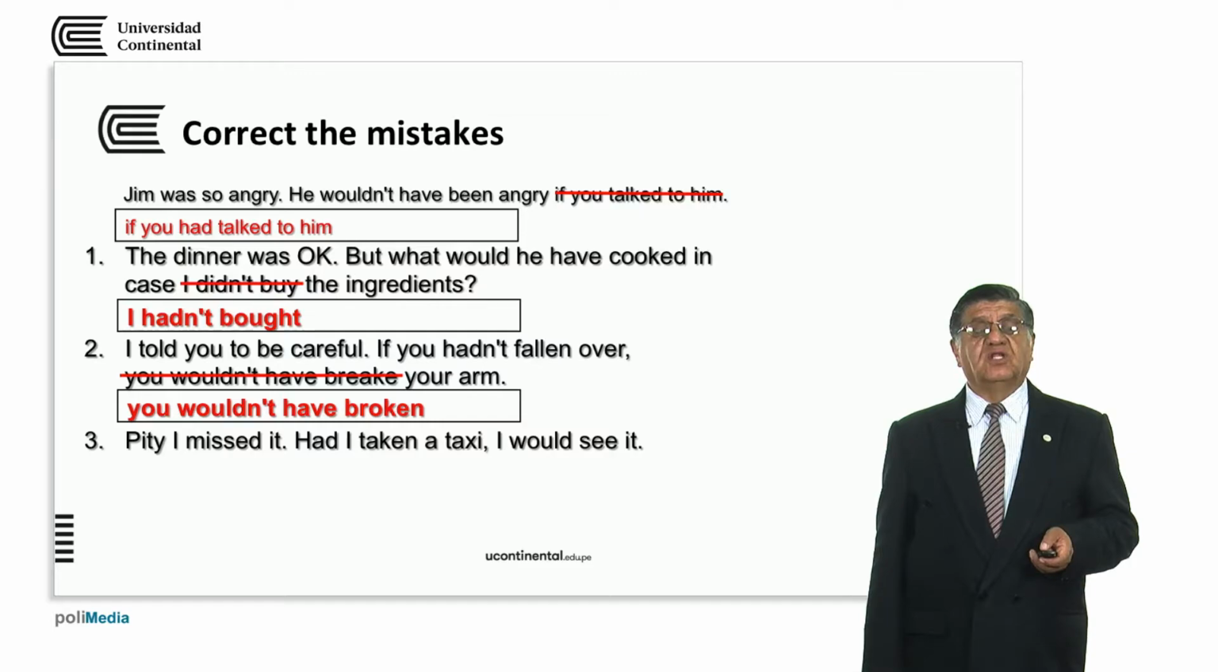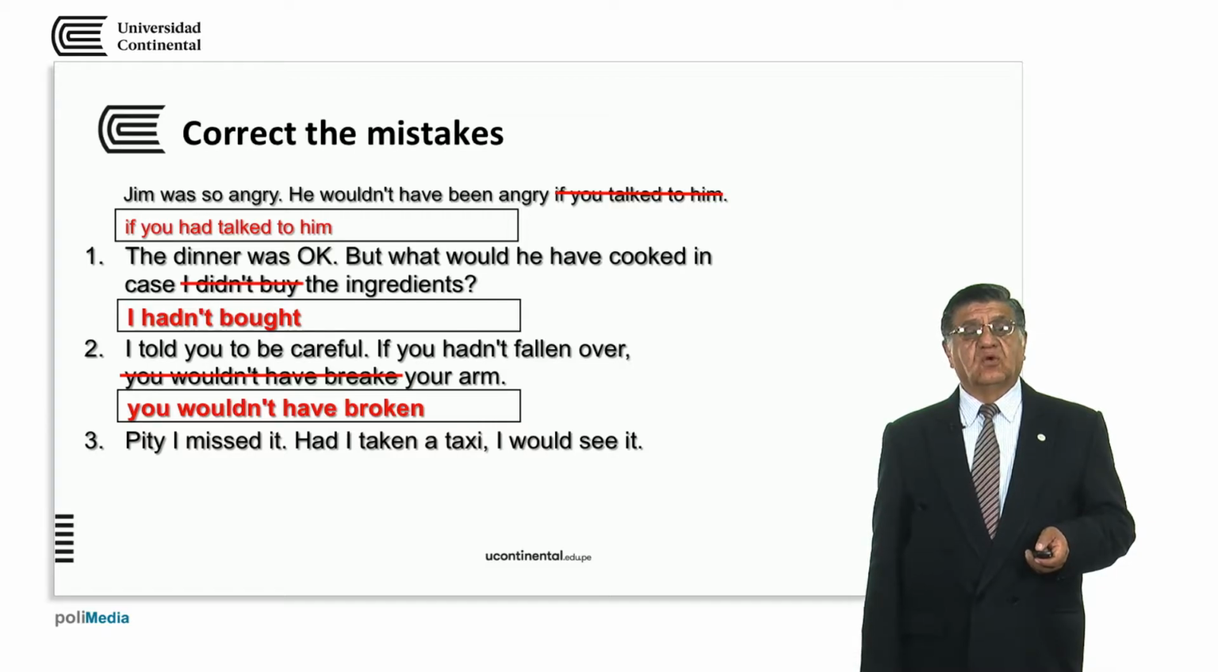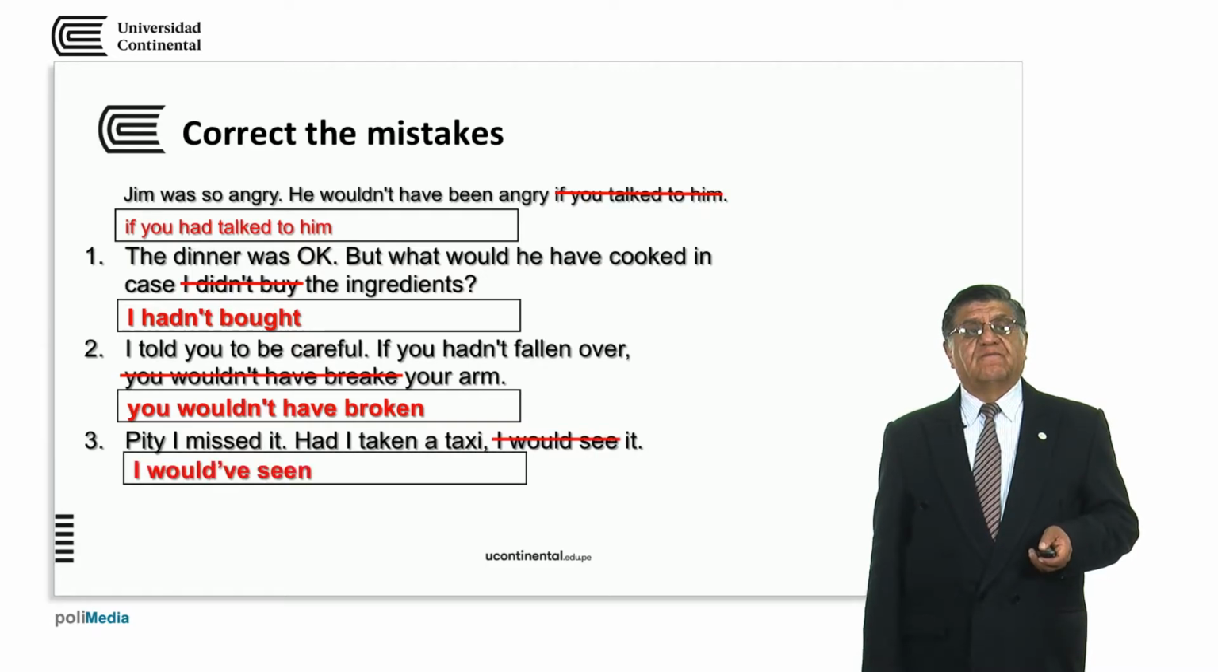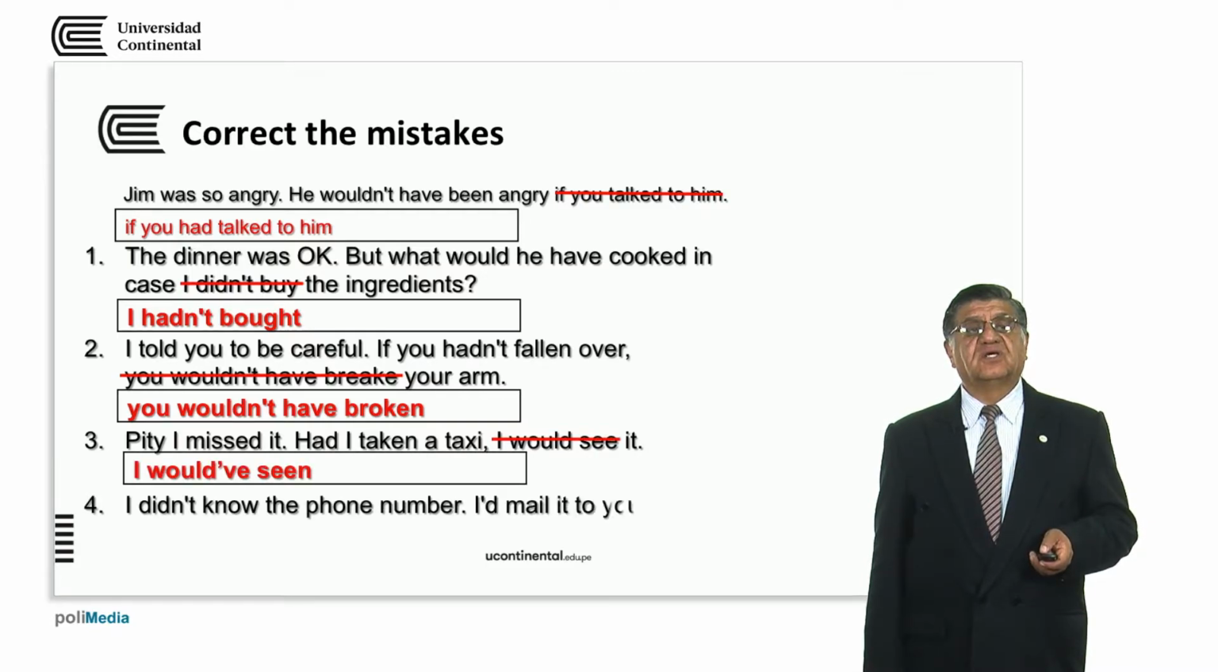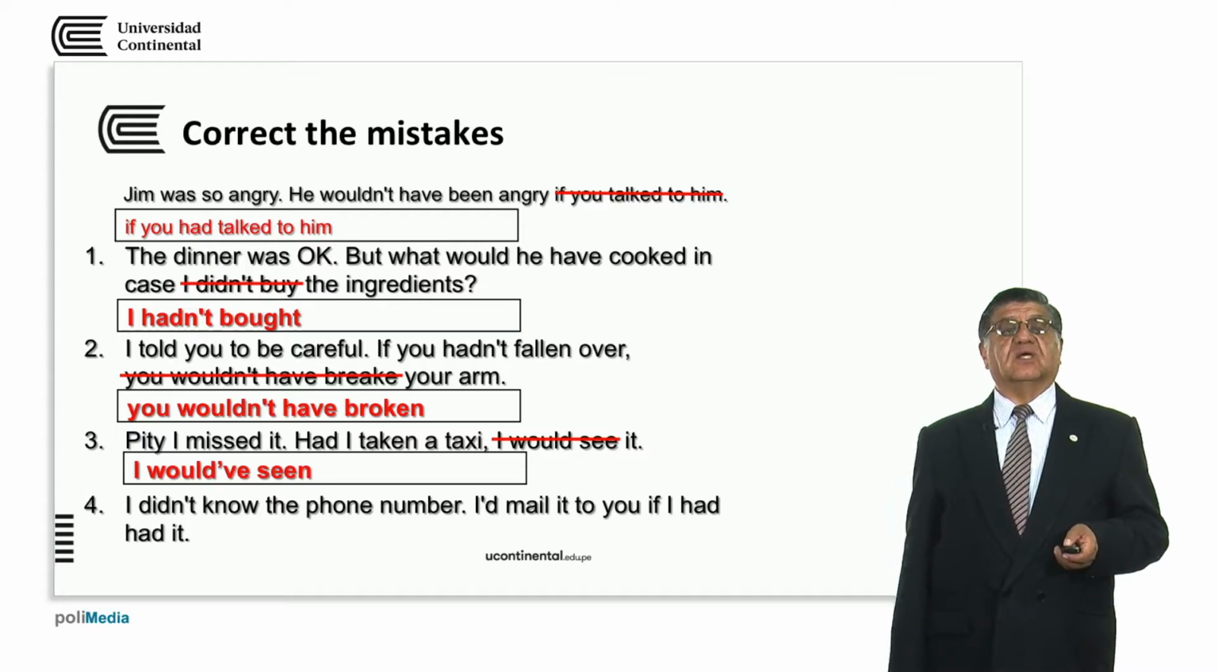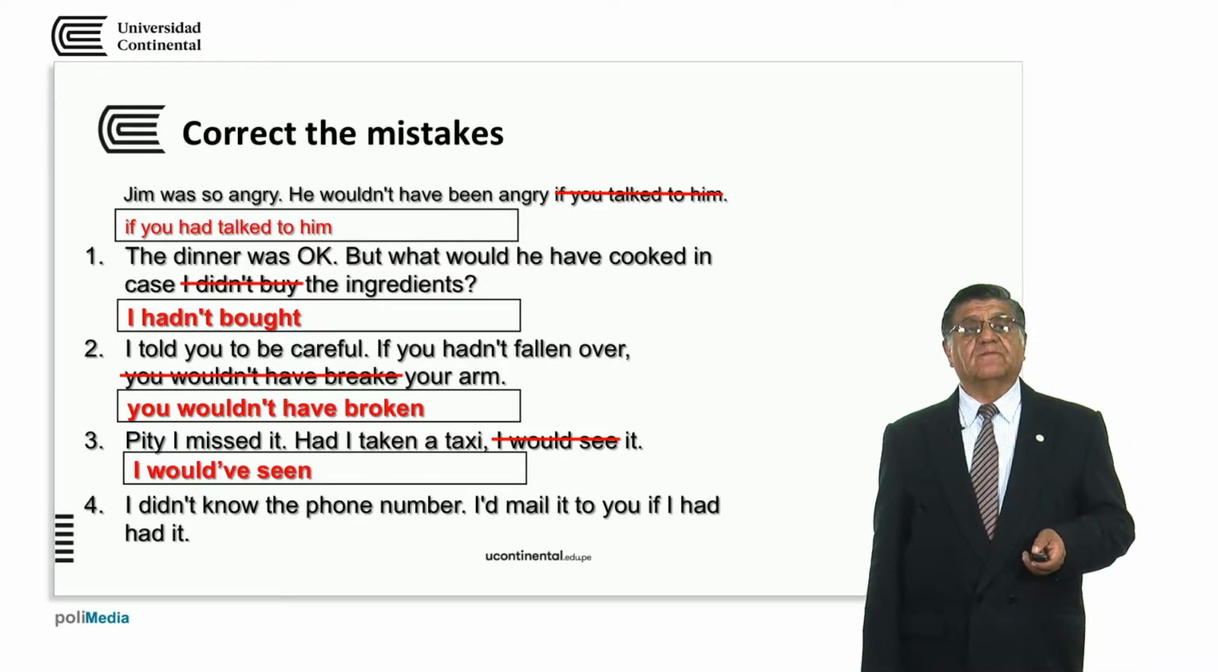After the comma, we need the main clause in the perfect conditional. How do we make the perfect conditional? Using would, the auxiliary have, and the past participle form of the verb. Obviously, that's the mistake. I would have seen. I would have seen.